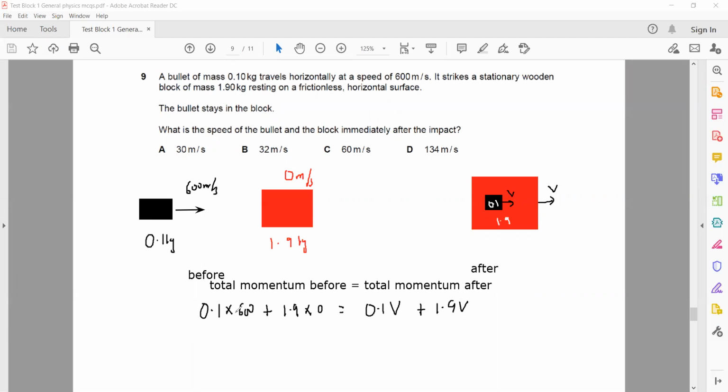So when you solve, 0.1 multiplied by 600 is equal to 60. 1.9 multiplied by 0 is 0. 0.1 v plus 1.9 v is equal to 2 v. So 60 is equal to 2 v. We need v, so it will be 60 divided by 2. The speed is equal to 30 meters per second. That's why A should be the right answer.